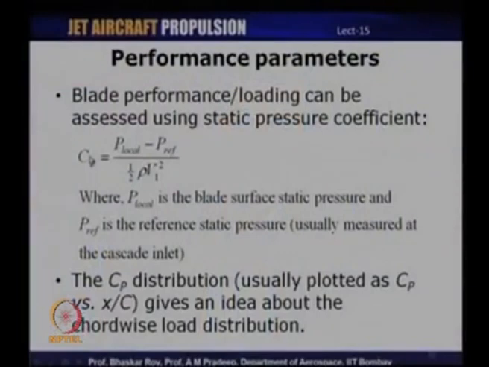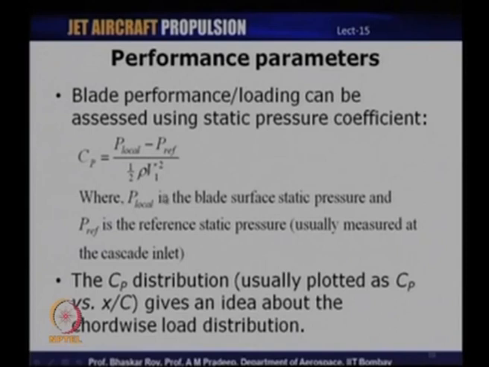The second parameter that we are going to define is related to the blade itself, that is, what is the pressure rise on the blade surface, or loss of pressure in terms of static pressure on the blade surface. We are going to define this static pressure on the blade surface with what is known as the static pressure coefficient, usually denoted as Cp. Cp is defined as P local, the local static pressure, minus the reference pressure, P reference, divided by half rho V1 square.